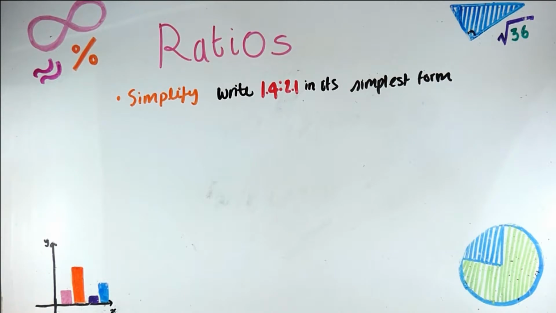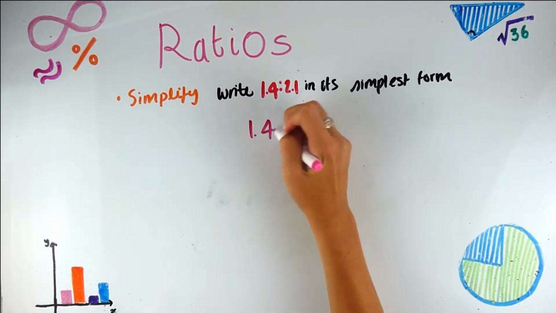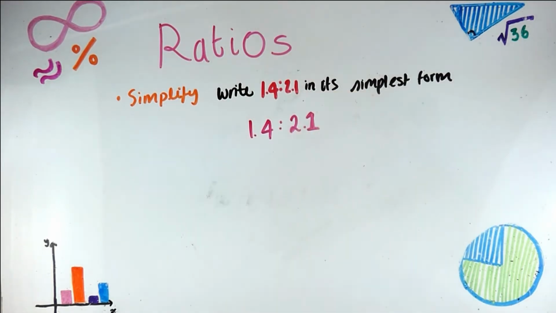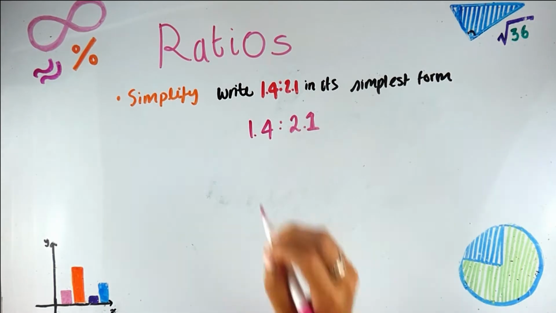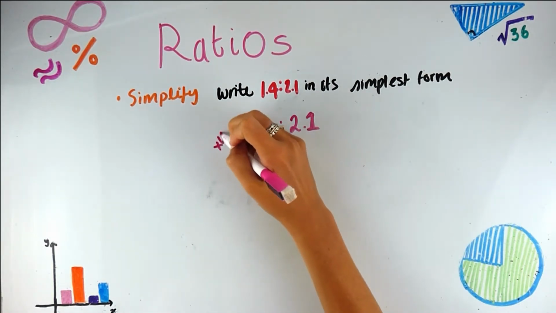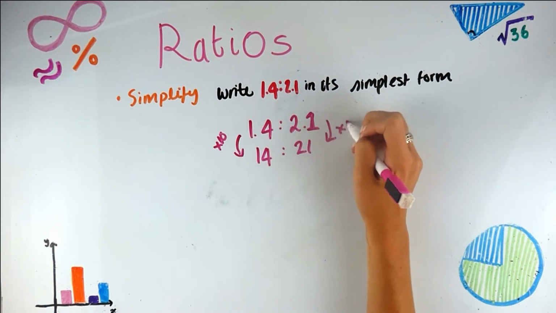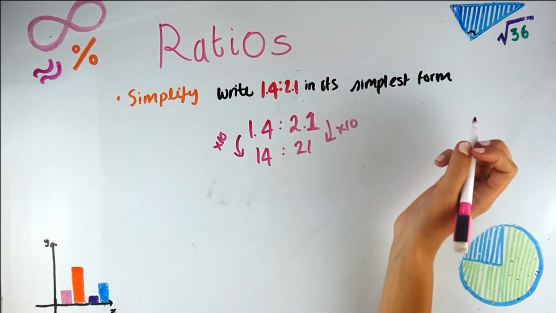Okay, write the ratio 1.4 to 2.1 in its simplest form. First of all we have this, and we notice this is a decimal point, which is just kind of inconvenient because we're just not that good at our decimals to know what goes into that. Again, you can literally do anything to either side as long as you do the same thing to both of them. So let's just start by multiplying by 10. As long as you do it to both sides, it's absolutely fine.